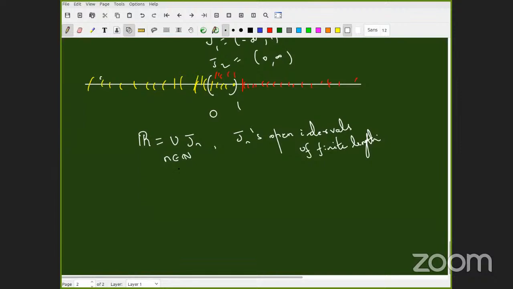Now, what is my index set? My index set I is N, and each one is an open interval of finite length. What are intervals of finite length? It should be of the form open interval (a, b), like (1, 2), (3, 4) or something like that. Length should be finite. I should not have (minus infinity, 1) or (1, infinity).